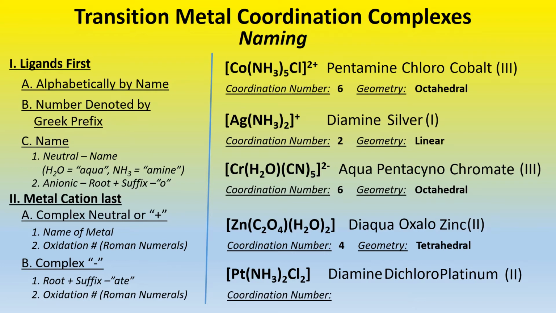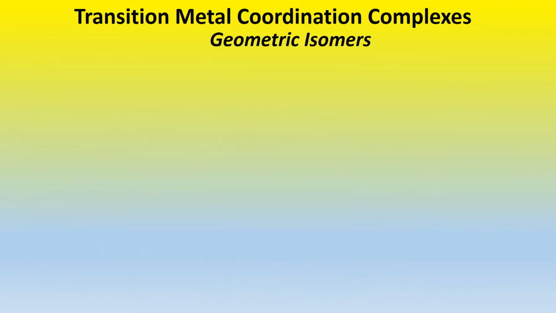2 ammonias and 2 chlorines add up to a coordination number of 4. And since platinum 2+ with a coordination number of 4 was one of your exceptions, this complex is square planar. This complex also bears further investigation due to what are called geometric isomers.